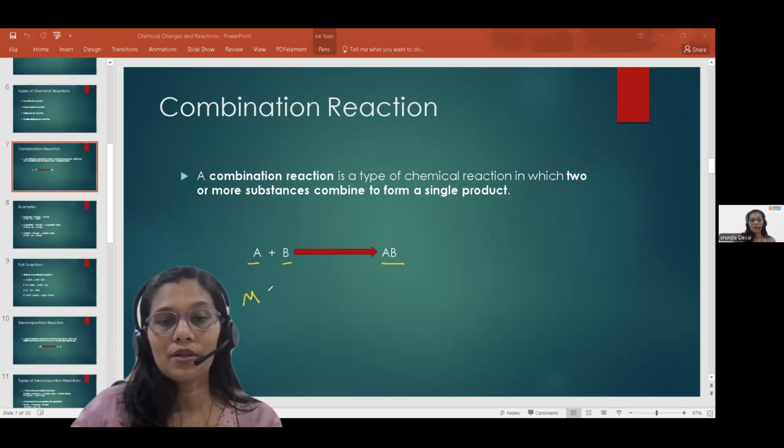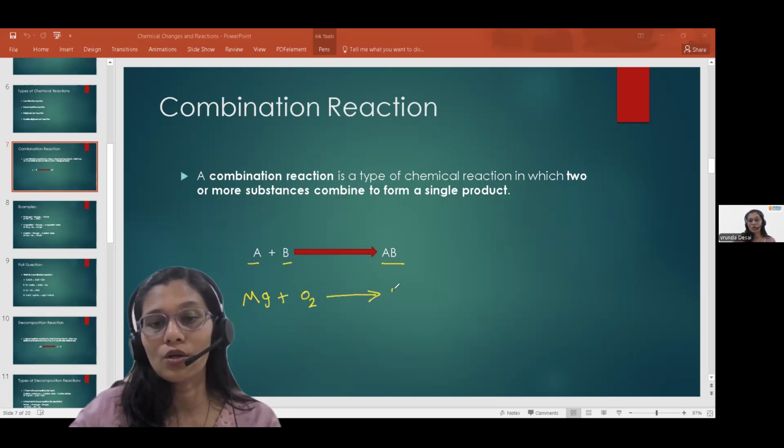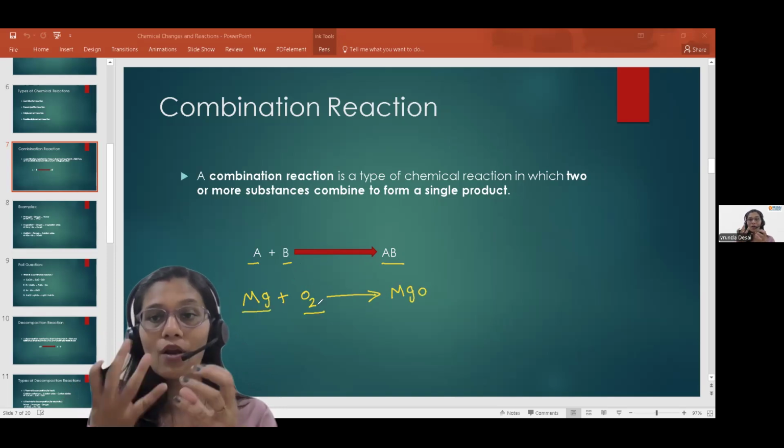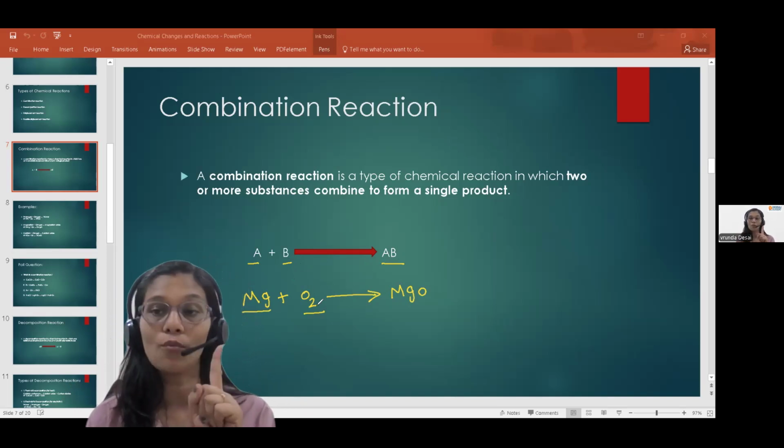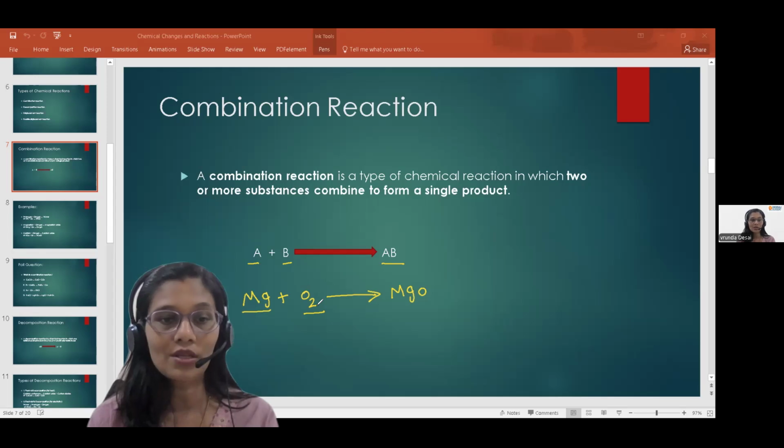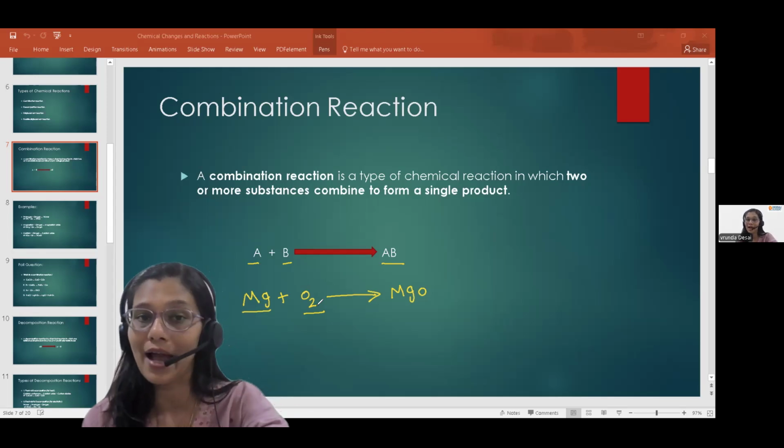For example, Mg plus O2 gives MgO. So here there are two reactants who are reacting, magnesium and oxygen. They are reacting, they are combining and they are forming a single product. So that's what combination reaction is.